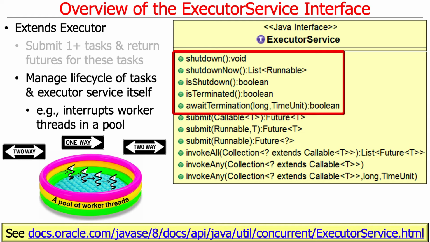There's also a bunch of methods that manage the life cycle of the executor service itself, and by extension the tasks that are running in the executor service. These are ways of being able to shut down the executor service either gracefully or abruptly, and also to check whether or not things are shut down and wait for the whole thing to be shut down.